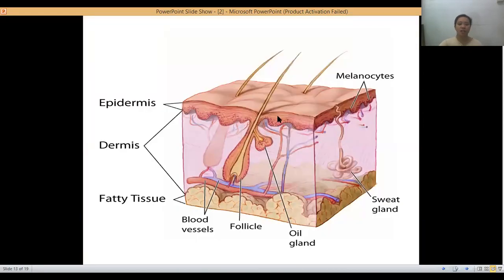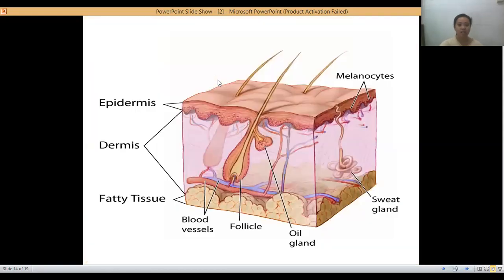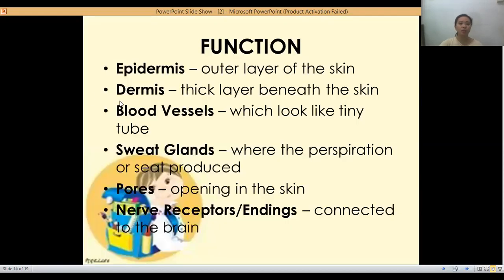So this is your skin, and this one is beneath your skin. So epidermis is the outer layer of your skin. I will repeat, epidermis, outer layer of your skin. So where is epidermis? Here. This is your outer layer, yung labas ng inyong skin is called epidermis. Remember that the outer layer of your skin is called epidermis.